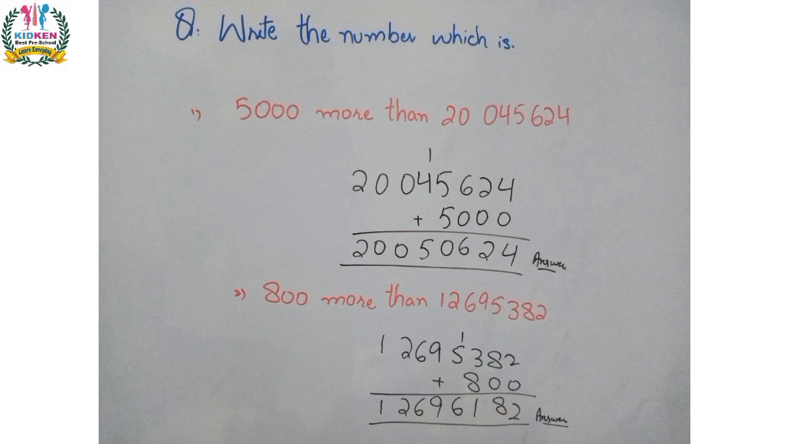So we can write 0 in the answer box and 1 as a carry. Then 4 and 1 is 5, 0 is 0. So 0 plus 0 is 0 and 2 plus 0 we have 2. So we have final answer is 200500624.